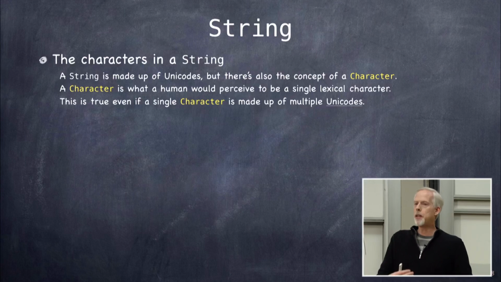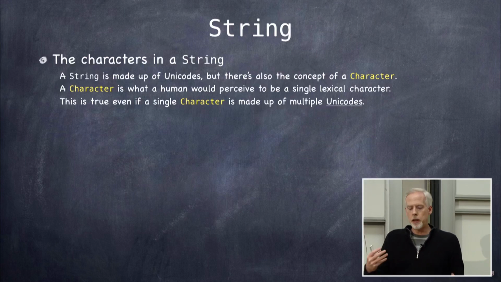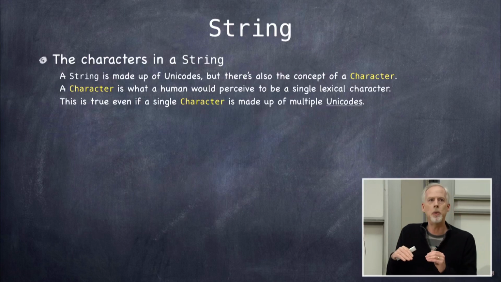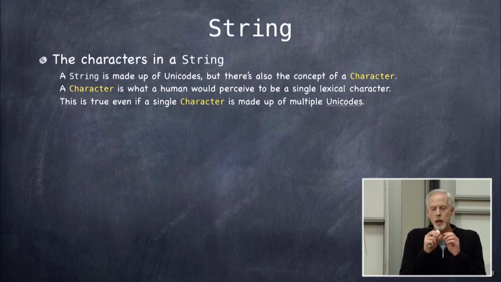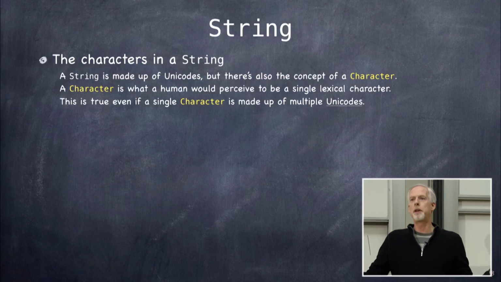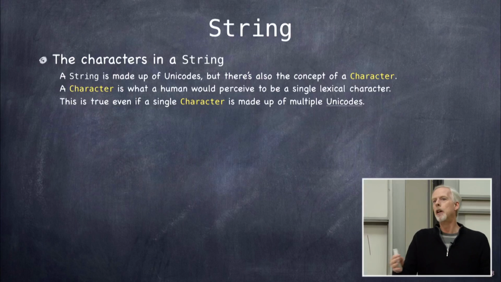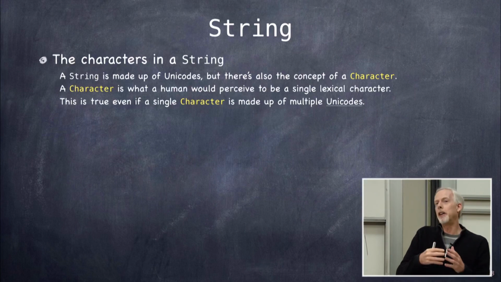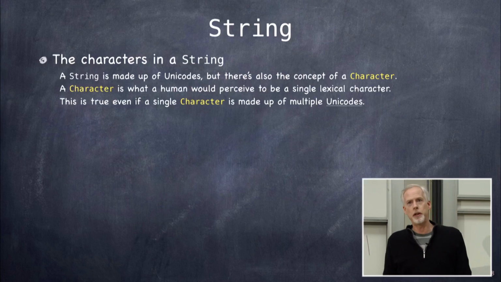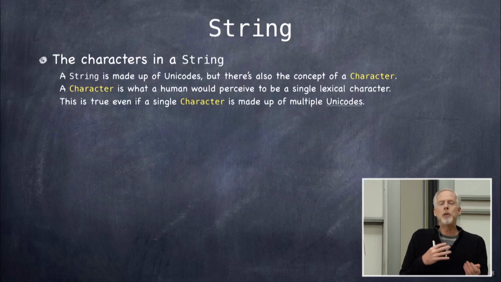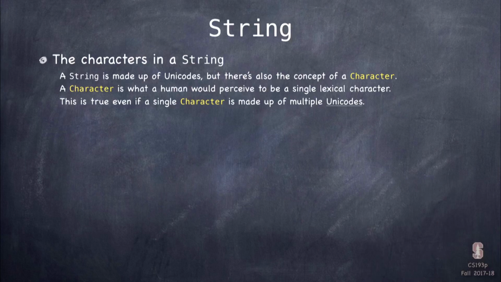However, a string is not built with characters, it's built with Unicodes. Unicodes are just little bite-sized chunks that can represent pretty much any language on Earth. It's international. We used to have ASCII, which can only really do English. Unicodes can do all the languages on Earth. So that's what's in a string, and we have to bridge the world between Unicodes and characters.